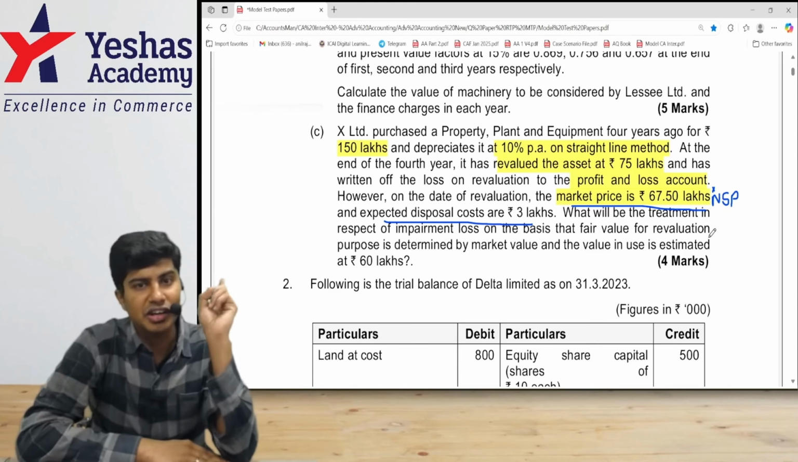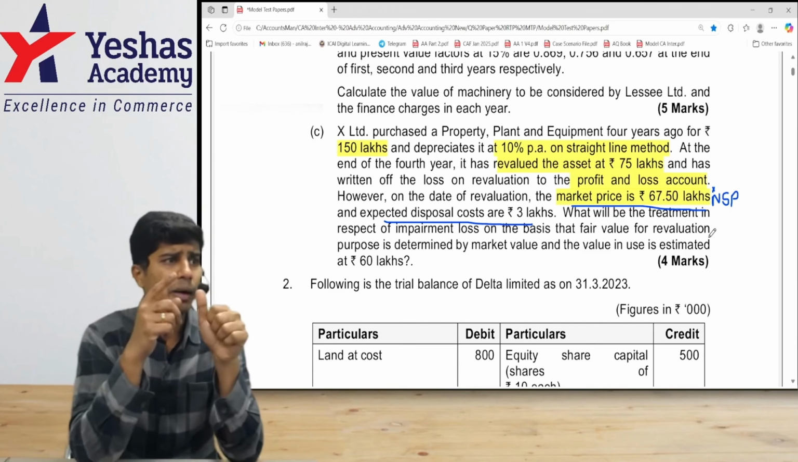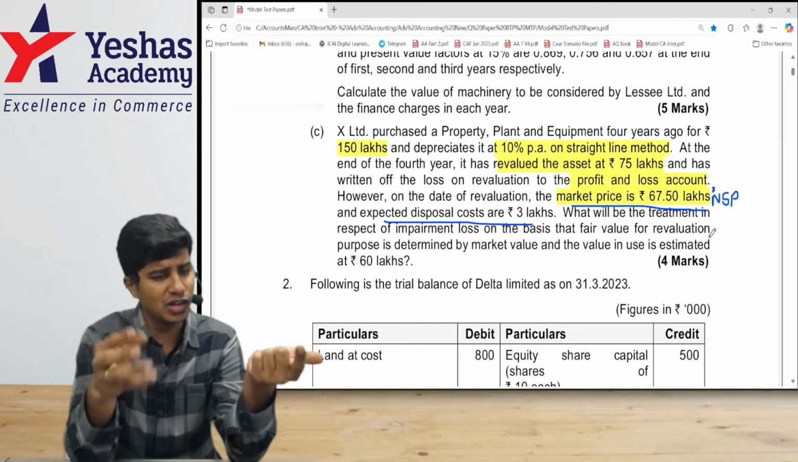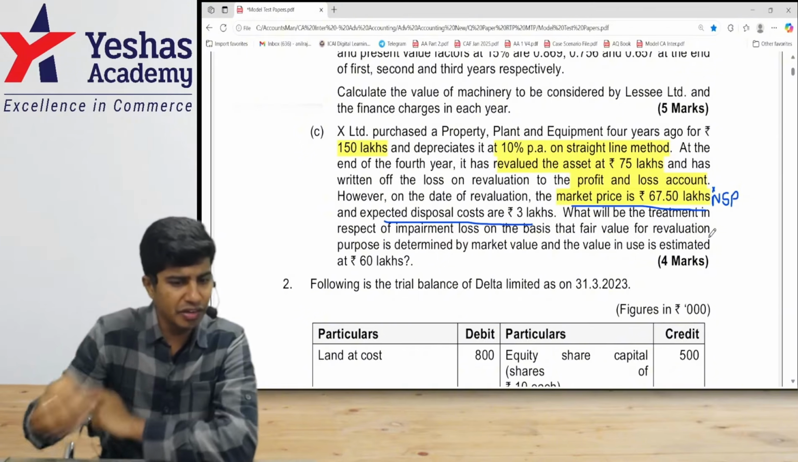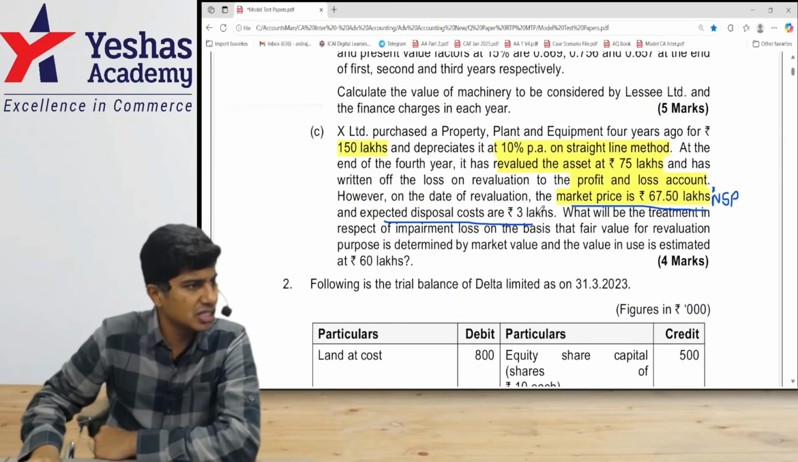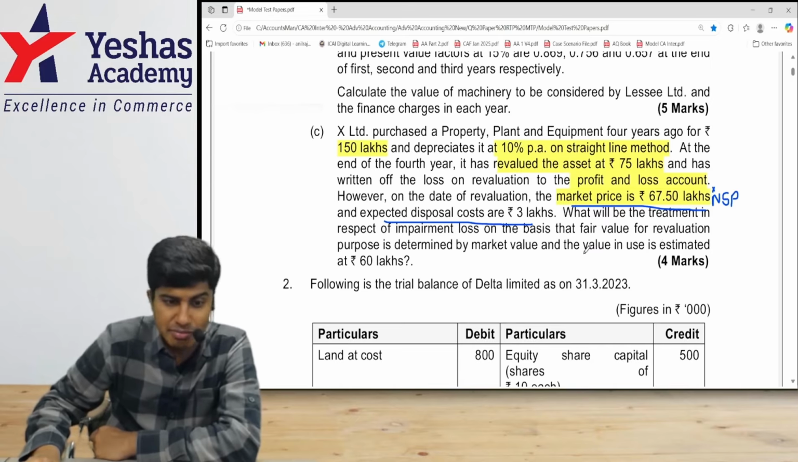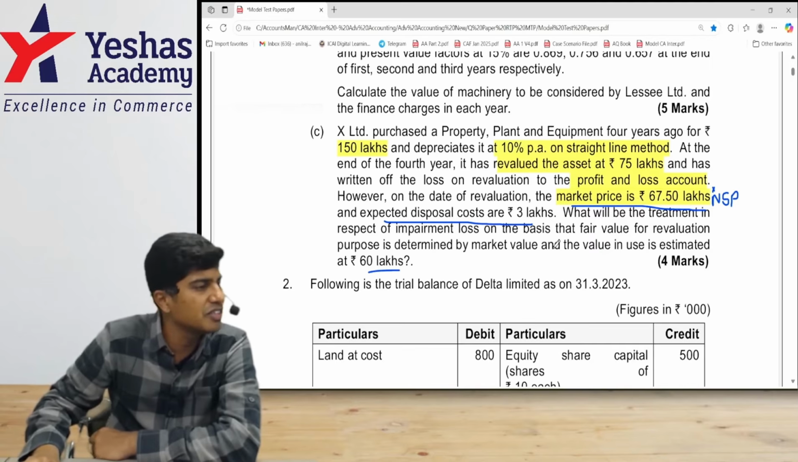Carrying amount of the asset is 75 after the downward revaluation. For recoverable amount, we need to compare value in use and net selling price. Value in use is not given. Oh, they've given later. Right now, net selling price is 67.5 minus 3, 64.5. What will be the treatment in respect of impairment loss on the basis of fair value for revaluation purpose if determined that market value and value in use is 60? So I'll take 64.5 or 60, whichever is higher.